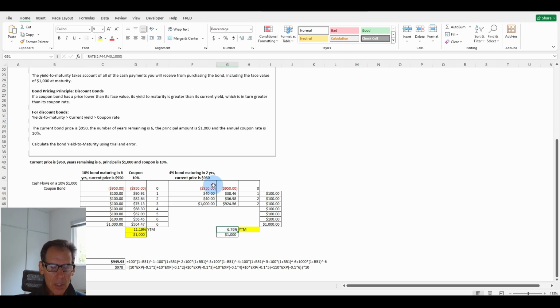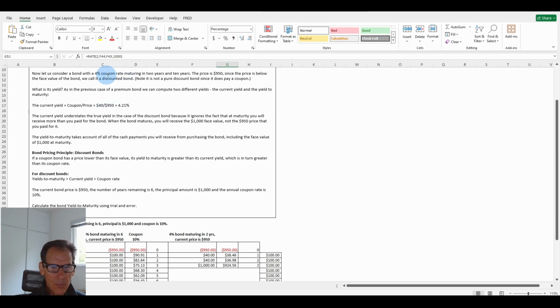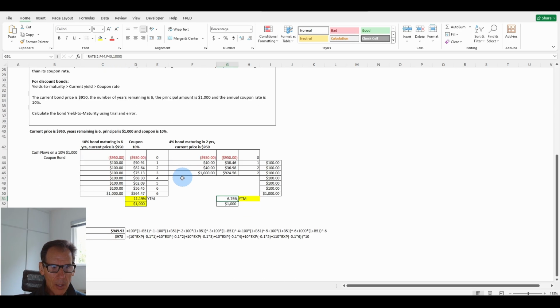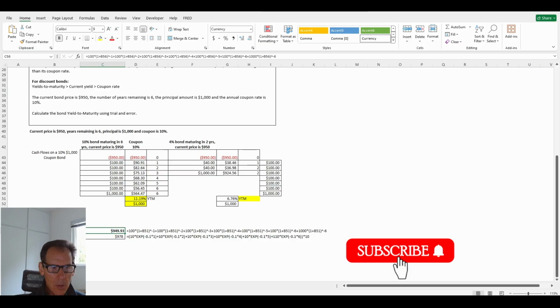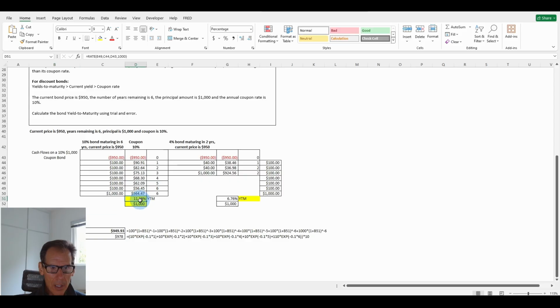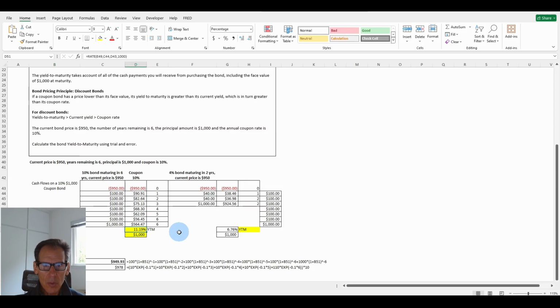And over here is just a second example, a 4% bond maturing in 2 years. We're going to follow the exact same format. We have a yield to maturity of 6.76. We're just taking off from this first example right here. And then lastly, if we need to determine the yield to maturity, here's the cash flow equals 950. It's 11.19. Just review this, reread it.